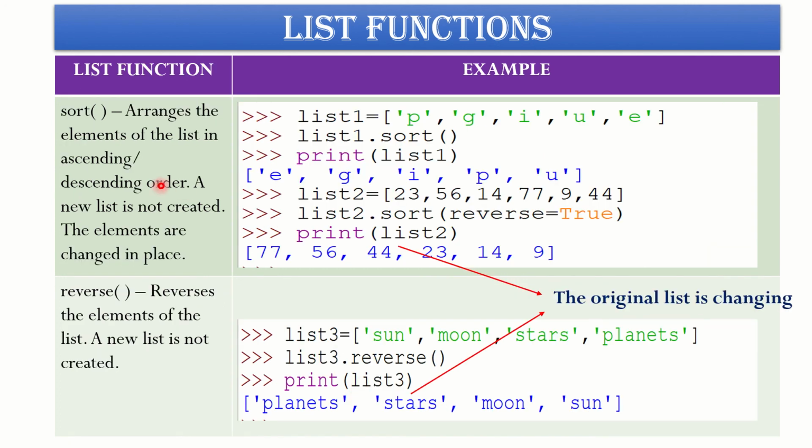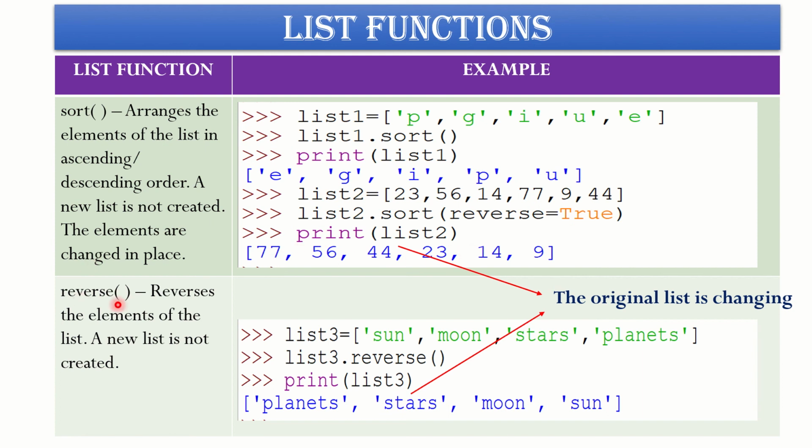The sort function, as you know, arranges the elements in ascending or descending order. So if you just give list1 dot sort, it will arrange the elements of the list in ascending order. If I want to arrange them in descending order, if you see I've taken a number list here, I have to give an argument called reverse is equal to true. Once I give reverse is equal to true, it will then arrange the elements in descending order.